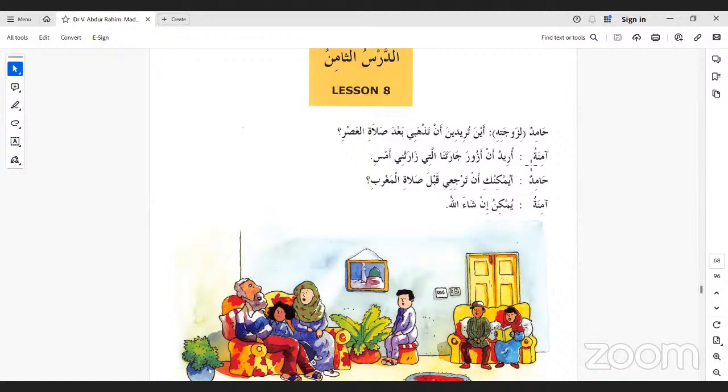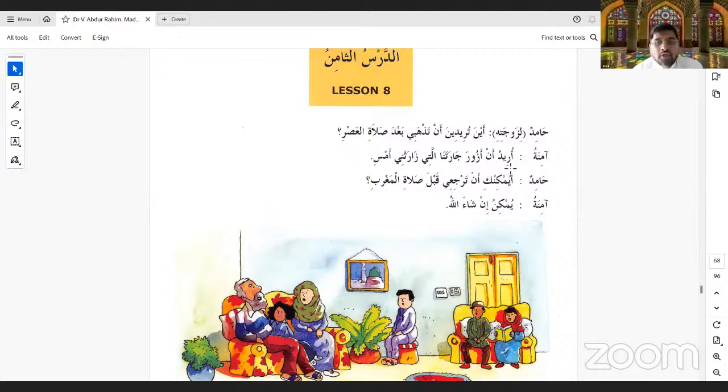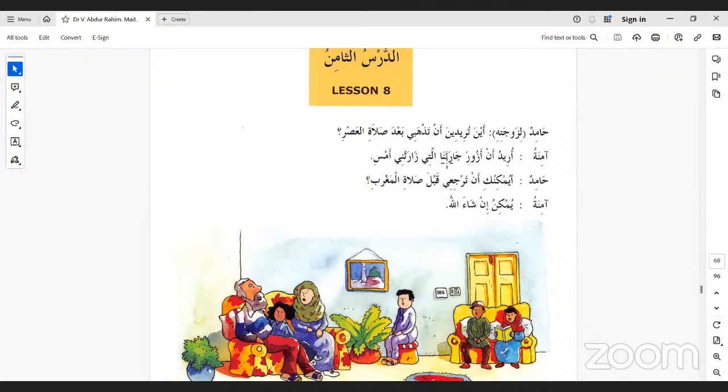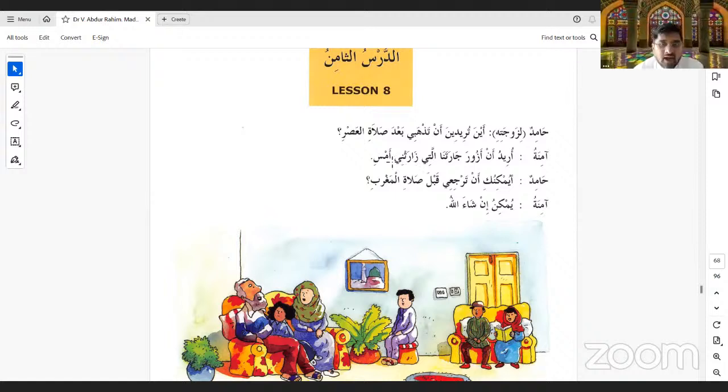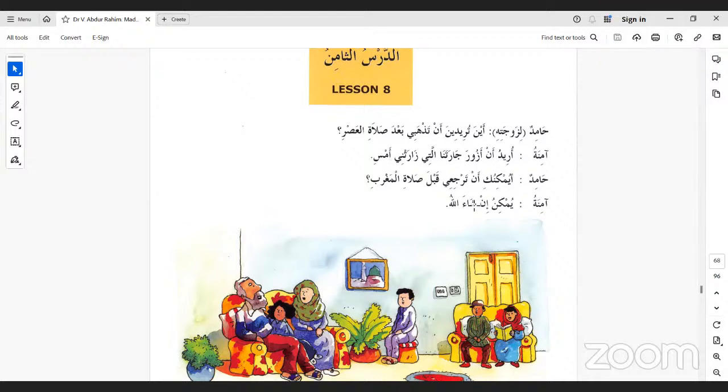Aminatu. Uridu an azura jaratana allati zaratani amsi. I want to visit our neighbor, who visited me yesterday. Correct.